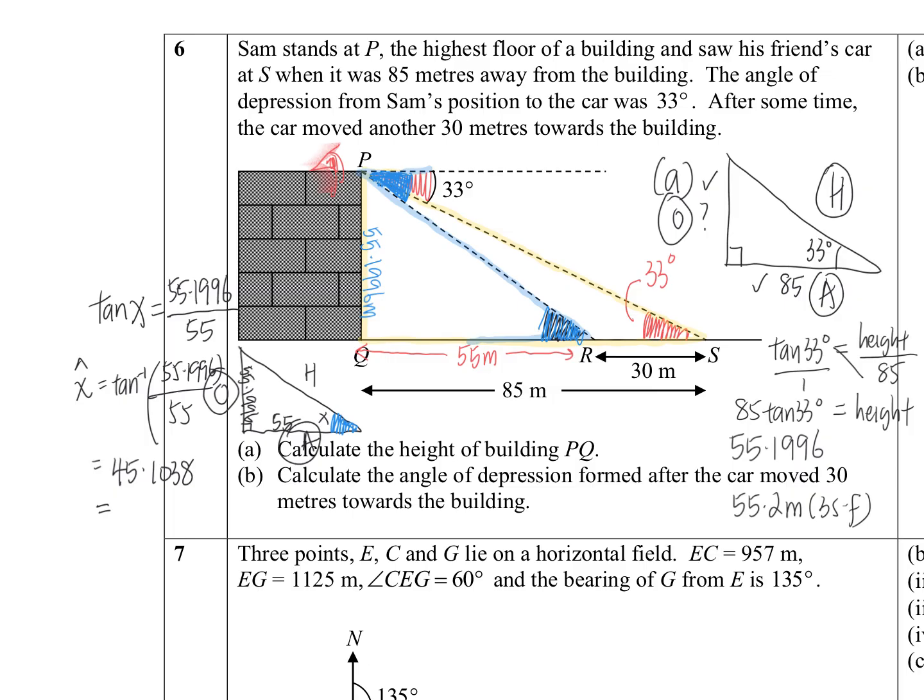A whole number you can always put over 1 as a fraction. So if you have 5, you can write 5 over 1. It's a fraction. If you have 3, you can put 3 over 1. Just make it into a fraction, then you can cross multiply. So the angle of depression is just 45.1 degrees.